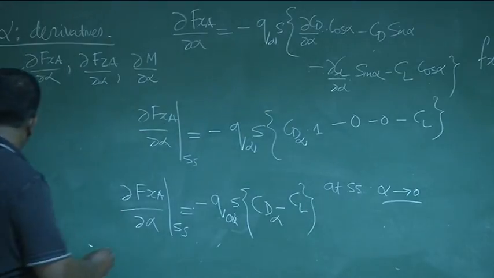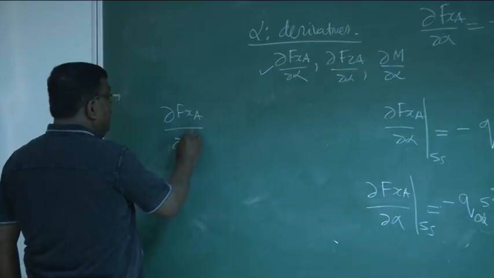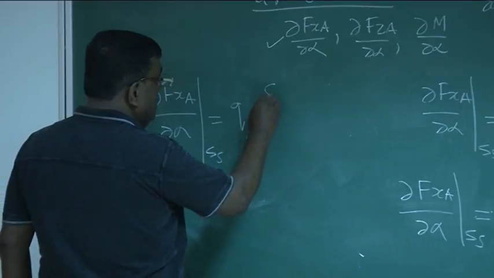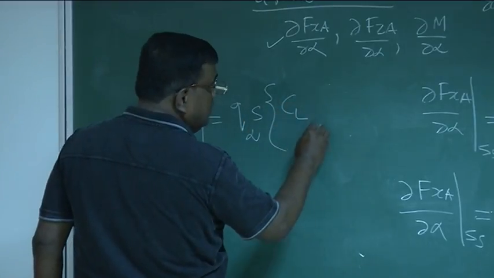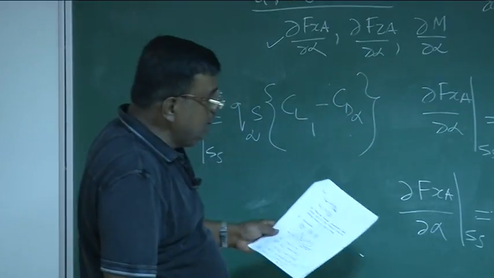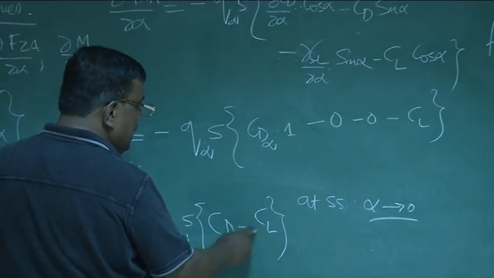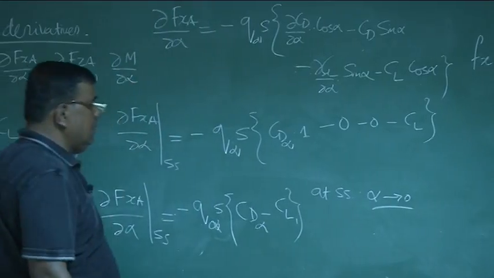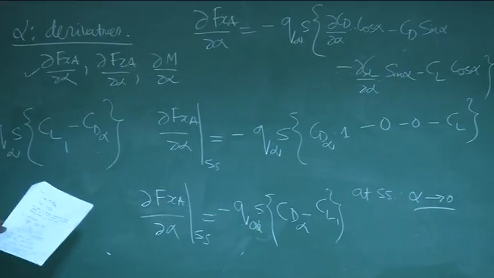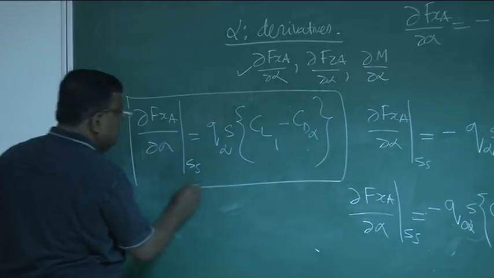You can further write this as dfxa by d alpha evaluated at steady state is equal to q infinity S into CL1 minus CD alpha. Do you see why I put 1 here? Because this is evaluated at steady state. At steady state, alpha is 0, but the CL will be corresponding to CL1. That is CL at steady state. And this minus sign, I absorbed it there, so I get this expression for dfxa by d alpha as this.